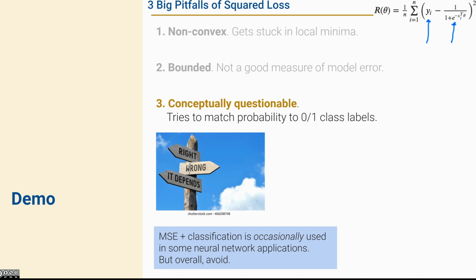So in general, mean squared error in classification is usually not used. I would say it's occasionally used in some neural network applications, but overall you're going to avoid it. So we need a different loss function. And we'll look at this in the next video.